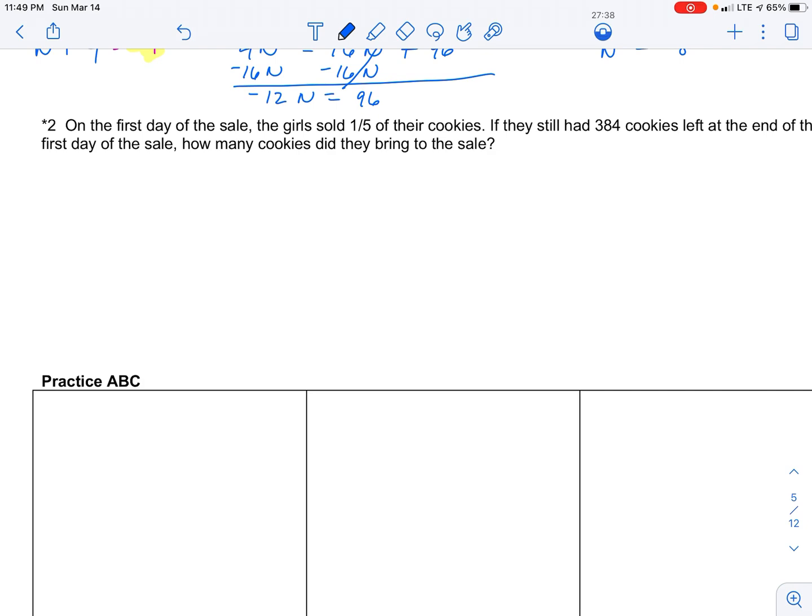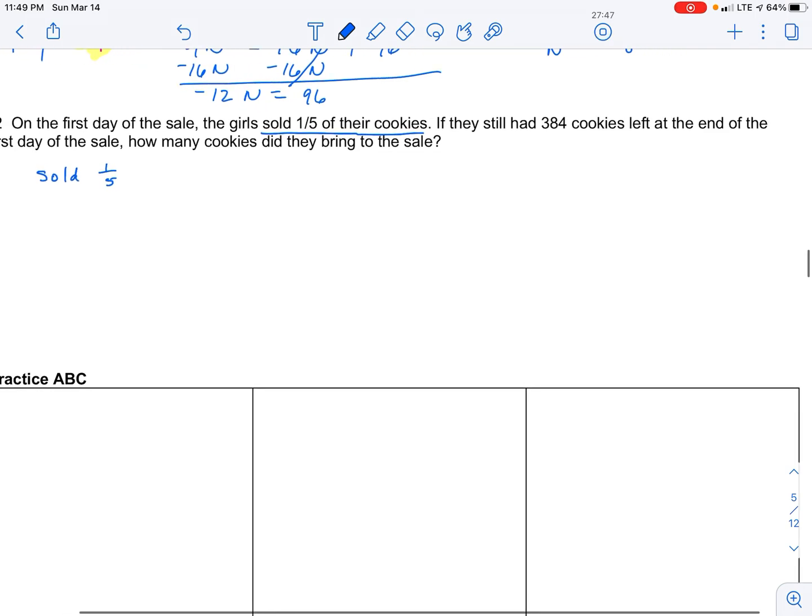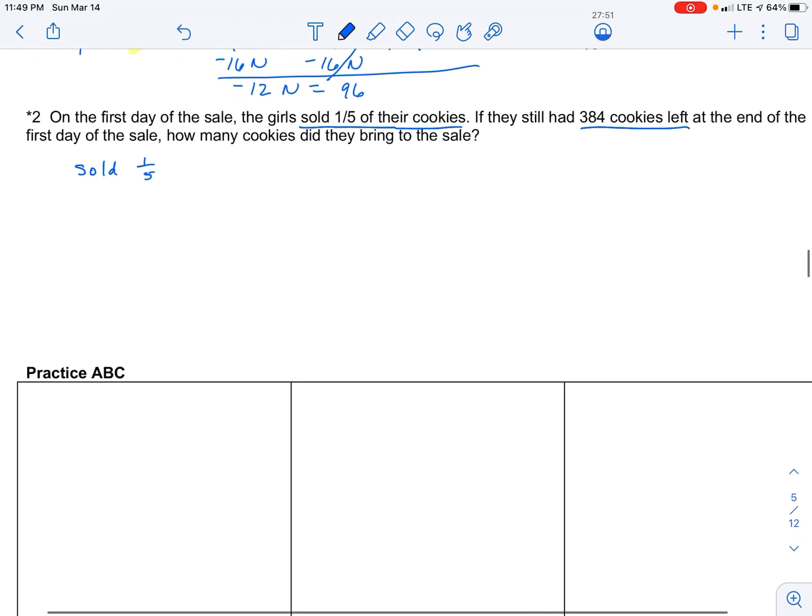Okay, so we're going to write some things down here. So they sold, it says 1/5 of the cookies, right? Sold 1/5 of their cookies. What they still had left, they have 384 cookies left. So let's write this down. So what's left is 384. Well, what fractional part would that be? If they sold 1/5, then that means what's left is what? The remaining fractional part, which would be 4/5.